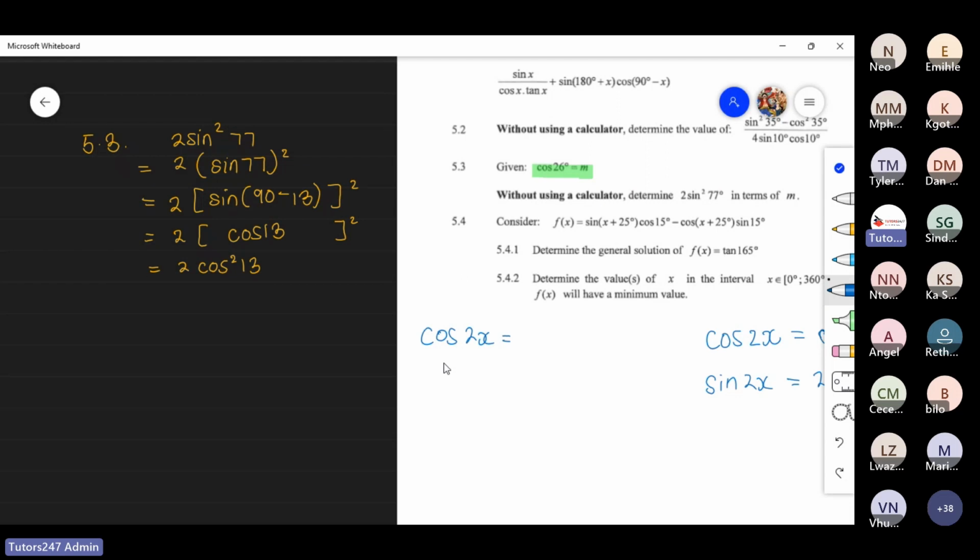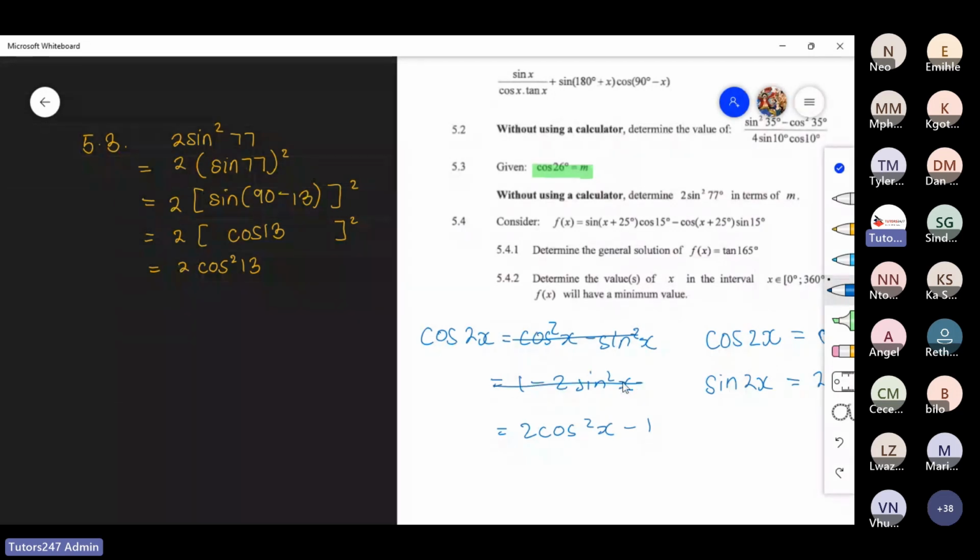If you go to your formula sheet, you've got the first one being cos squared of x minus sine squared of x. The second one is 1 minus 2 sine squared of x. And the third one is 2 cos squared of x minus 1. So if you look at it, the only one we can use is the third one. All the others have sine in it.